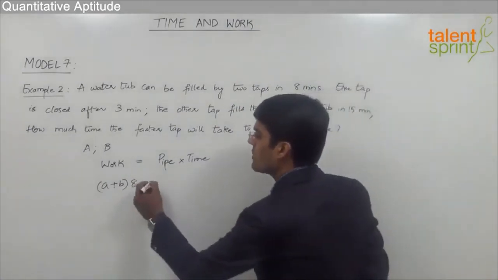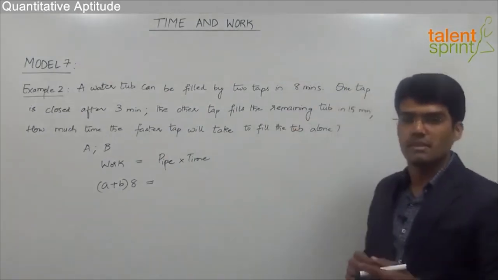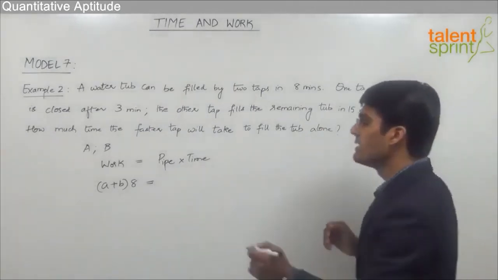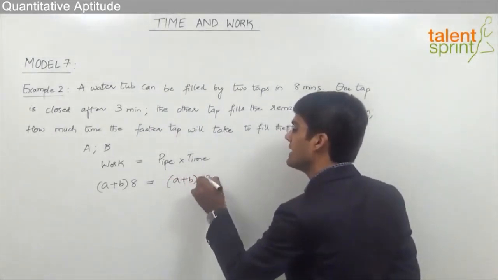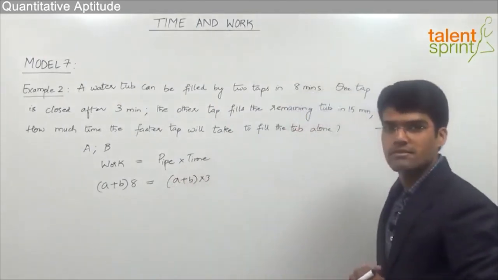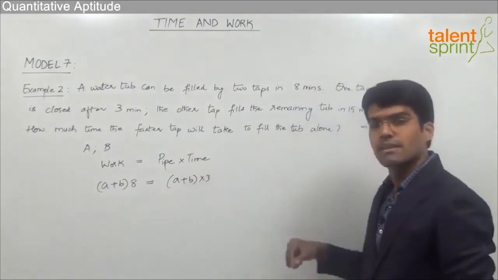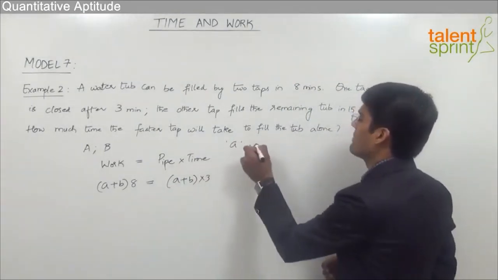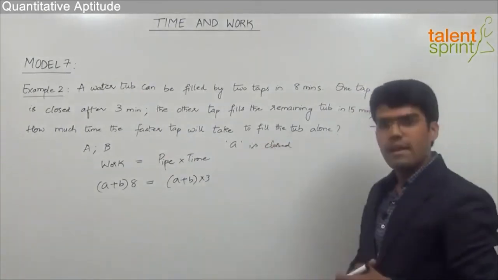Now this should be equal to, as given in the question, one tap is closed after 3 minutes. So very clearly, for the first 3 minutes both the taps were working together. So for the first 3 minutes the work done is (A + B) × 3, since both the taps were working for the first 3 minutes. So this is the amount of work done in the first 3 minutes, and after that one of the taps is closed. Let us assume tap A is closed, or we can also assume that tap B is closed, but let us go by tap A is closed.